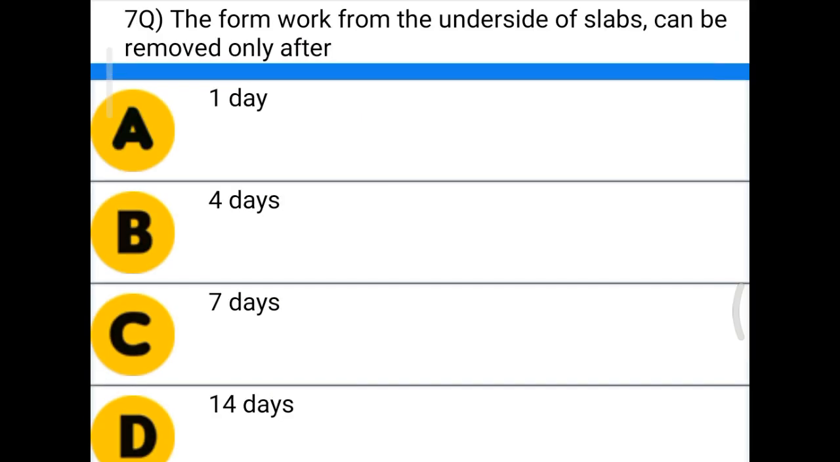Next question, the formwork from the underside of slabs can be removed after only option A, 1 day. Option B, 4 days. Option C, 7 days. Option D, 14 days. The correct answer is option C, 7 days.